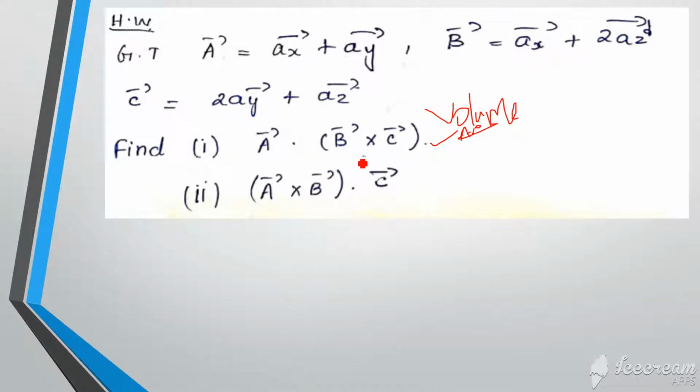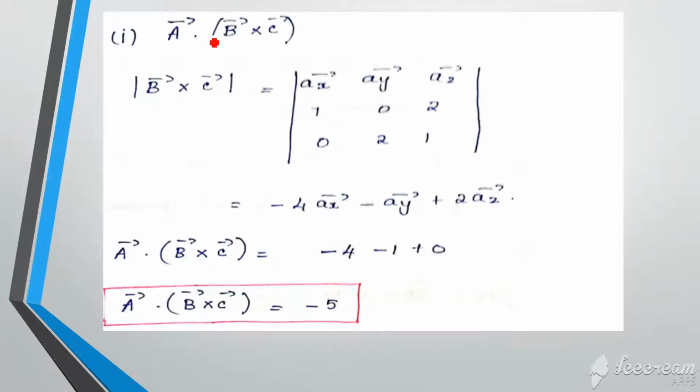We can write these three vectors in matrix format and directly find the determinant of the matrix. Then we get the value. a vector dot b cross c is equal to: first we need to find b cross c. The answer is minus 4ax minus 4ay plus 2az. Then multiply that answer with a vector. The answer is minus 5.